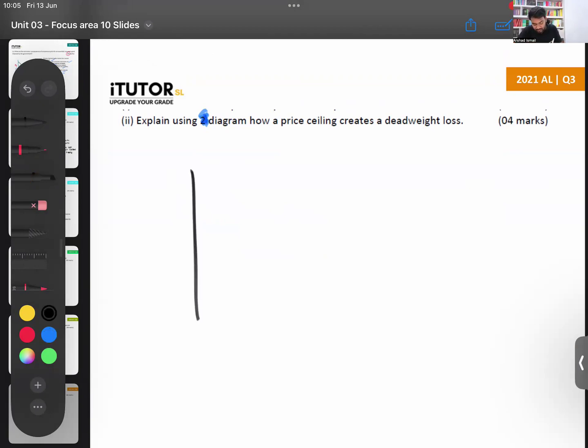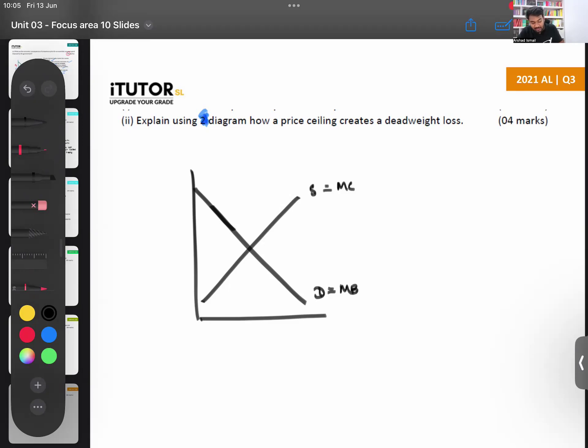Now, this is your demand curve. This is your supply curve. The supply curve represents your marginal cost curve. The demand curve represents your marginal benefit curve. Based on this, you have the equilibrium price and quantity. So this equilibrium here is your allocatively efficient level of output.